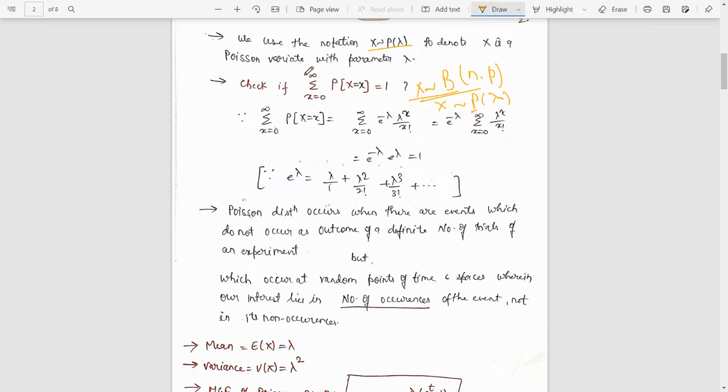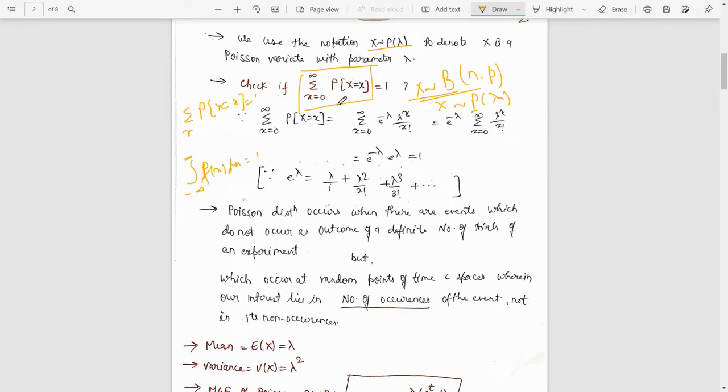Second, the total probability is going to be one. For any PMF, the summation over x of the probability that X equals x is going to be one, and for any continuous distribution, the integration from minus infinity to infinity of f(x) dx is going to be 1. If you check this, it is going to be 1.